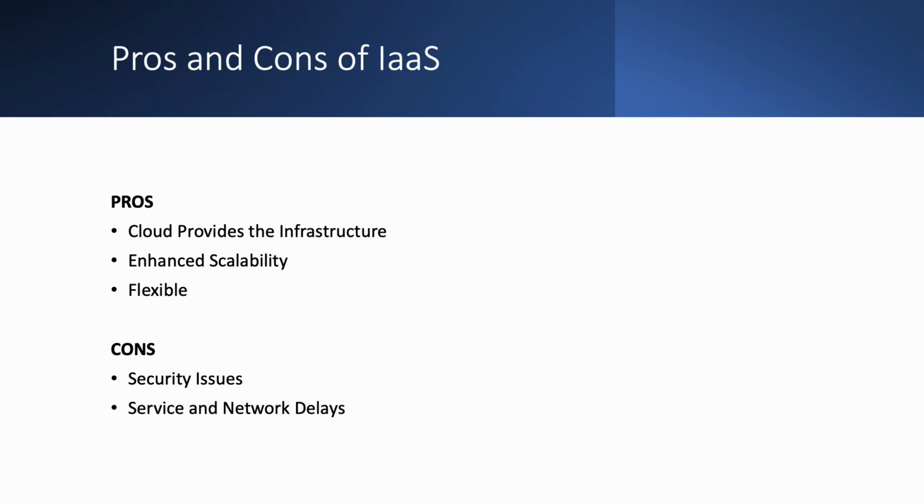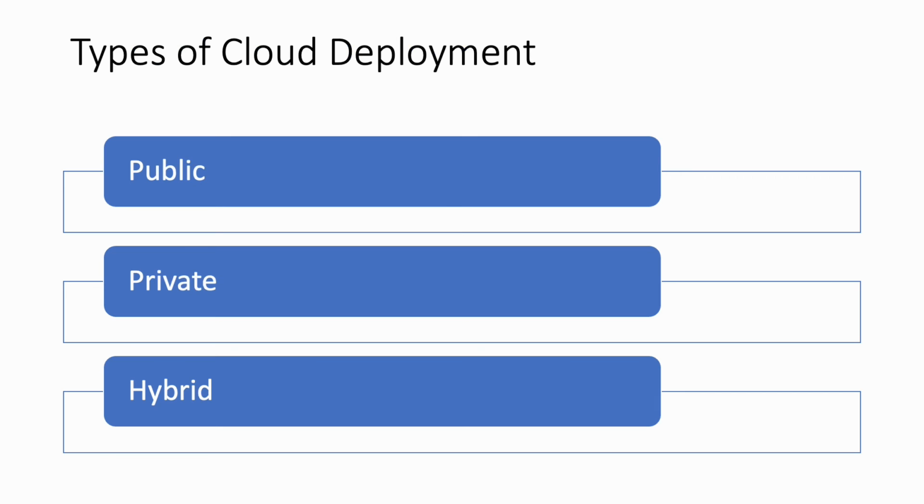Here are some of the pros and cons of infrastructure as a service. The first pro is that the cloud provides the infrastructure and enhances scalability and flexibility. Some of the cons are security issues, and service and network delays. There are three different ways to deploy cloud computing resources: public cloud, private cloud, and hybrid cloud.